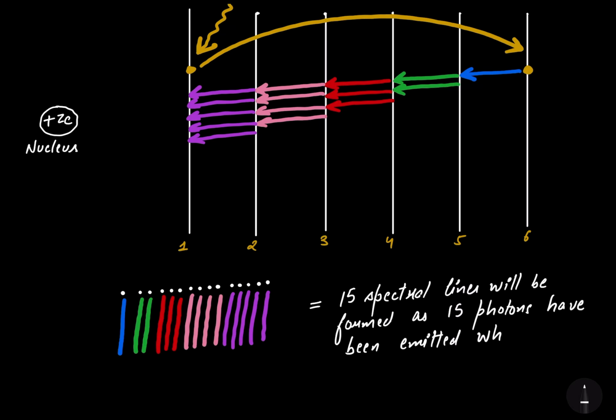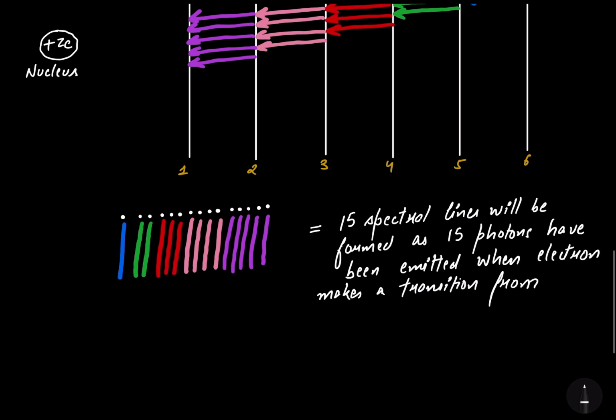when electron makes a transition from sixth orbit to the first orbit. So we got 15 spectral lines.